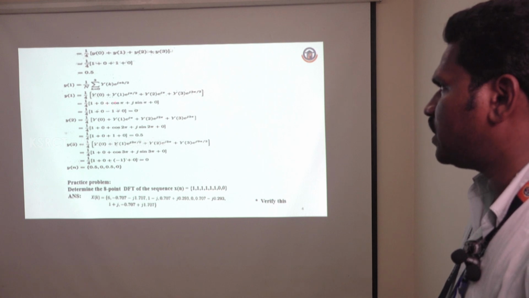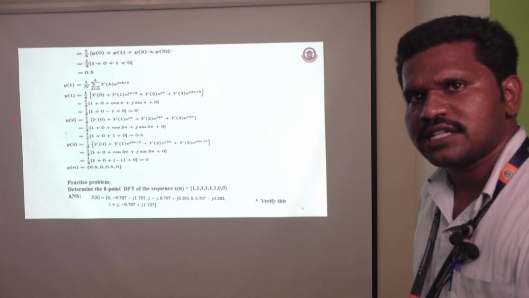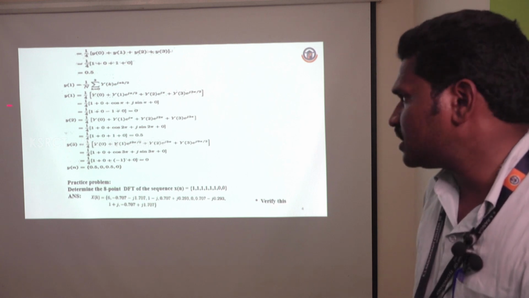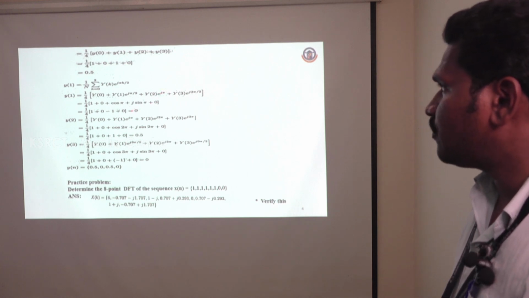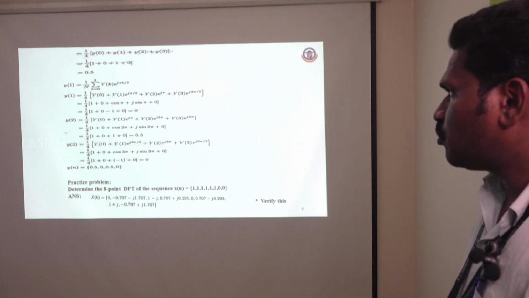Therefore, 1 plus 0 plus e power j pi. E power j theta stands for cos theta plus j sin theta. Therefore, theta value is pi. Therefore, cos of pi plus j sin pi. As we know that cos pi, and what about j sin pi?